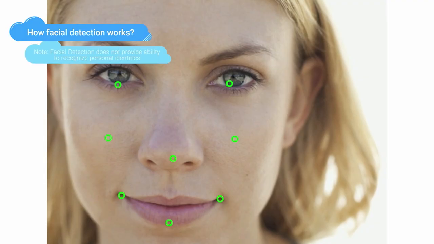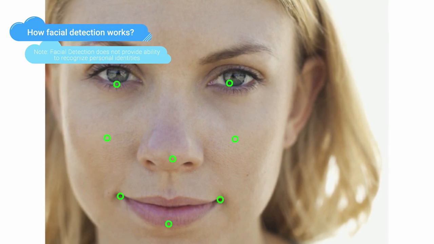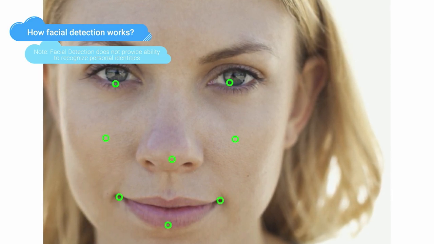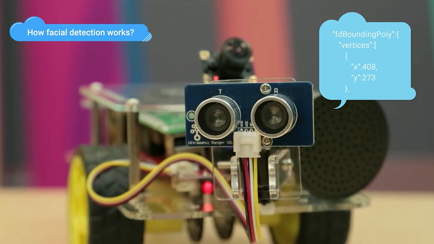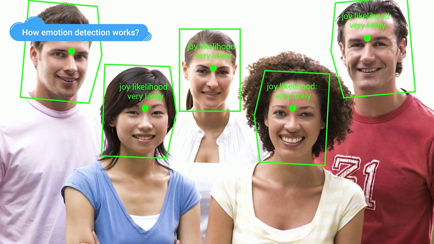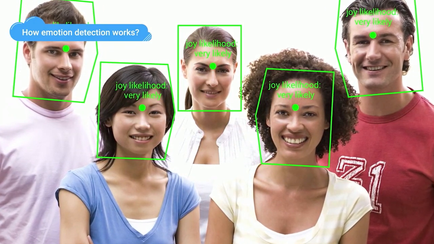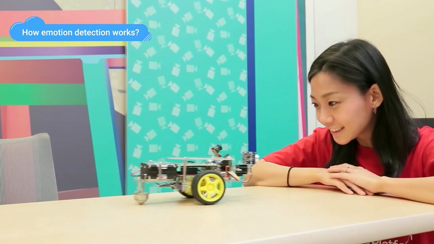Now, let's see how facial detection works. Cloud Vision detects faces on the picture and returns the positions of eyes, nose, and mouth. So, you can program the bot to follow the face. It also detects emotions such as joy, anger, surprise, and sorrow. So the bot can move towards smiley faces or avoid angry or surprised faces.